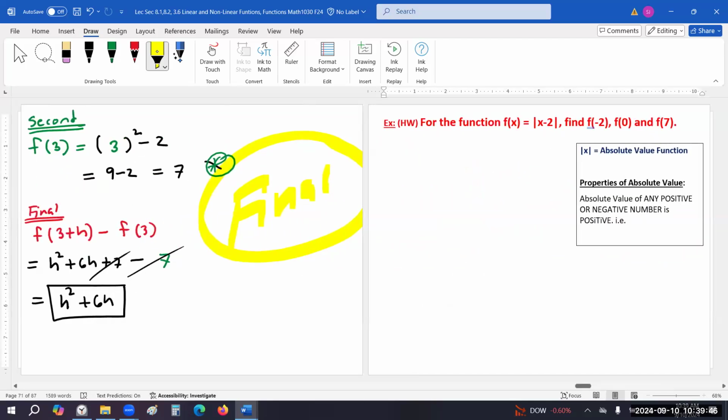Okay. Then we have absolute value function. The job for absolute value function is to make everything positive. So it doesn't matter what number we put inside the absolute value. At the end, we're supposed to get positive results back.